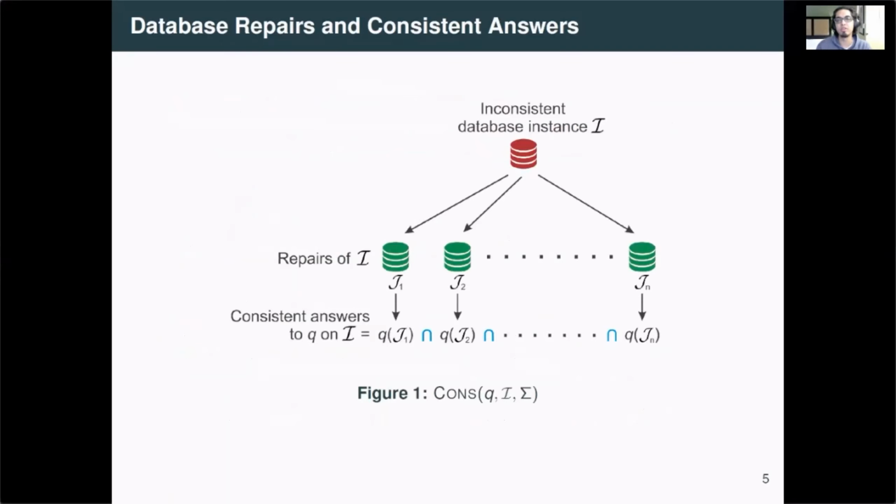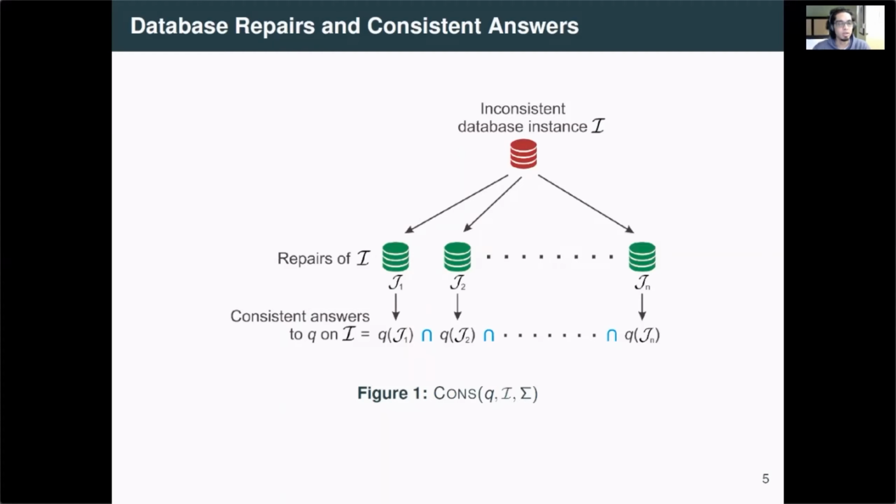So let's say you have an inconsistent database instance I. Clearly, there's not a unique way to repair a given database. There could be many repairs. Let's say J1, J2, dot, dot, dot, JN. Now, you have a query Q. You evaluate it on J1, you get answers Q of J1. Similarly, you get sets of answers Q of J2 and so on up to Q of JN. And then you take the intersection of those and you have the consistent answers to Q on the original database instance I.